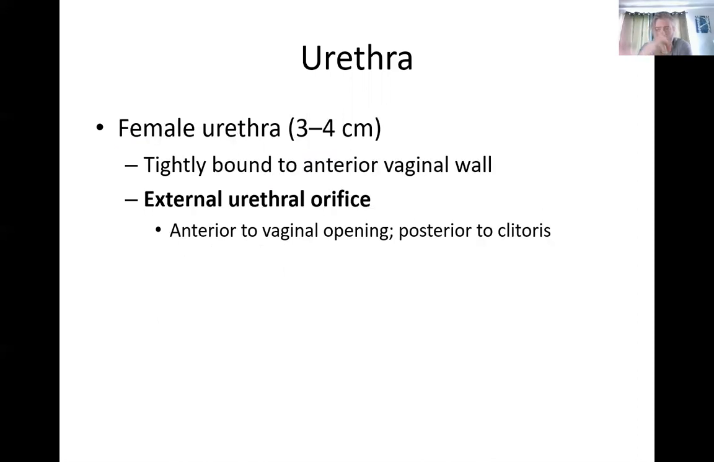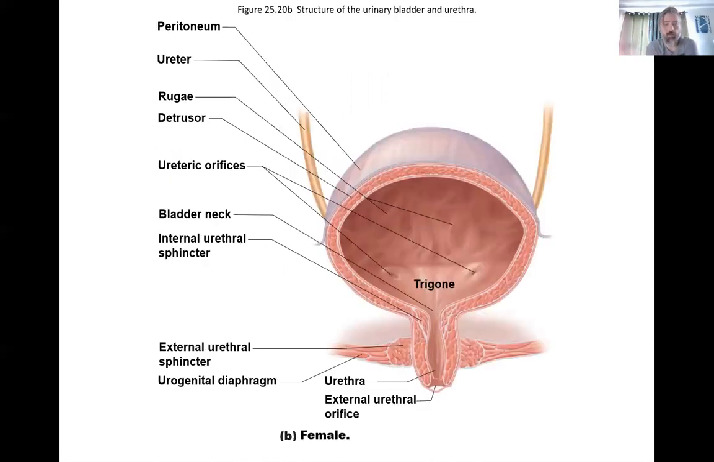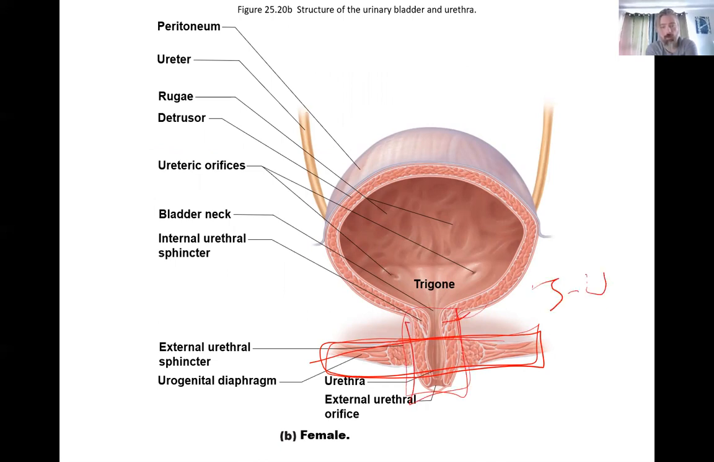The urethra itself is slightly different depending on sex. The female urethra is very, very short, right? So here is the pelvic floor, the muscles of the pelvic floor, with the bladder sitting right on top of that. So we have this relatively short, about 3 to 4 centimeter long urethra, okay? Not much.